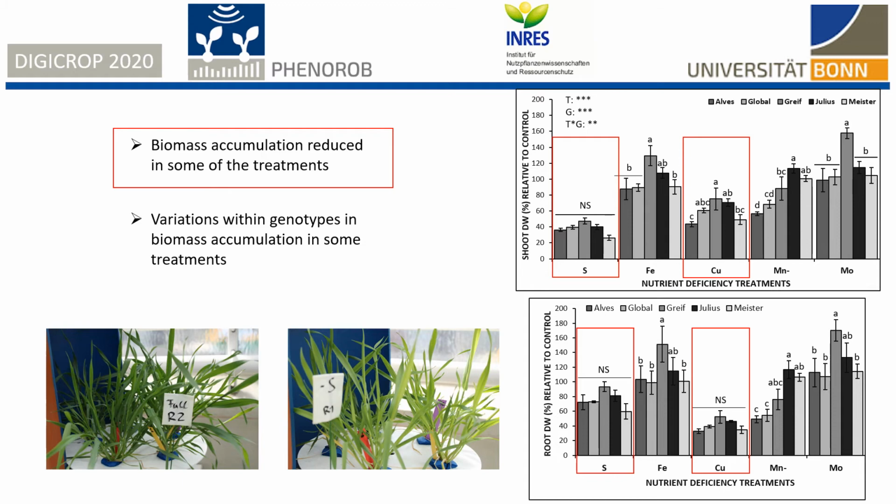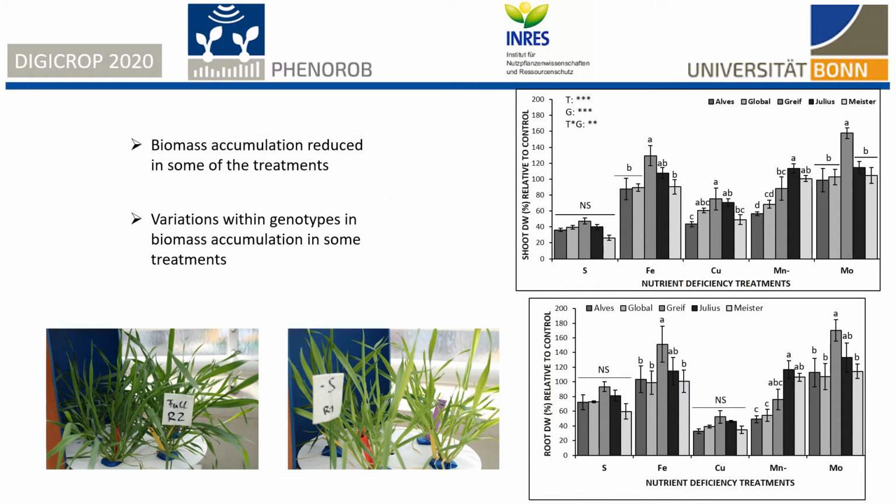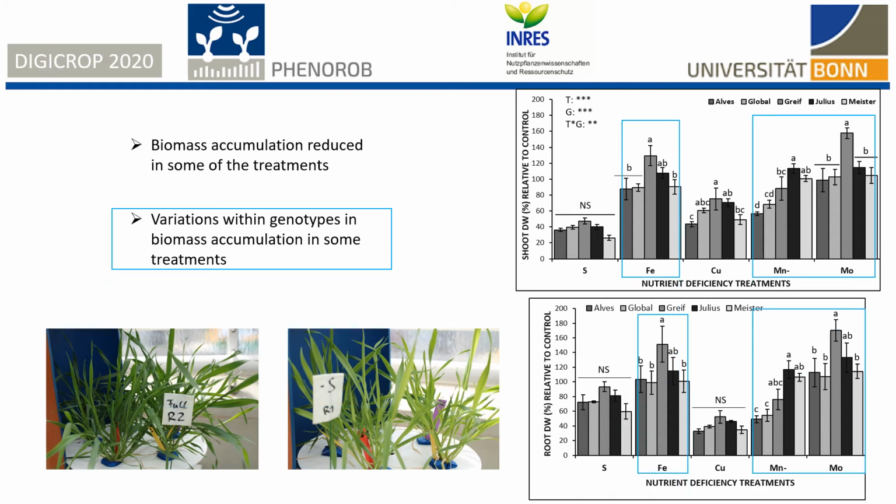In addition, the wheat genotypes Julius and especially Greif accumulated higher root and shoot biomass compared to the others under iron, manganese, and molybdenum deficiency, which is highlighted in the blue rectangle. These two genotypes, especially Greif, could contain putative genes for iron, manganese, and molybdenum deficiency tolerance.